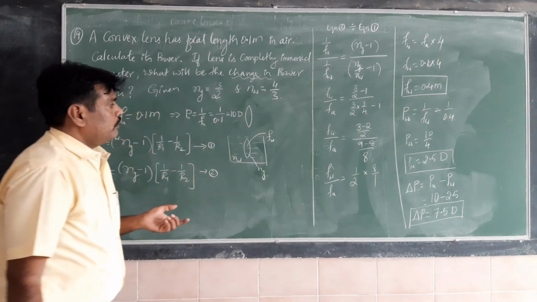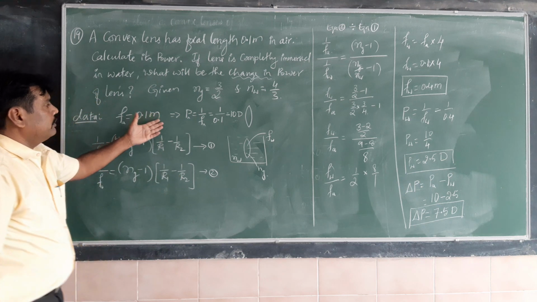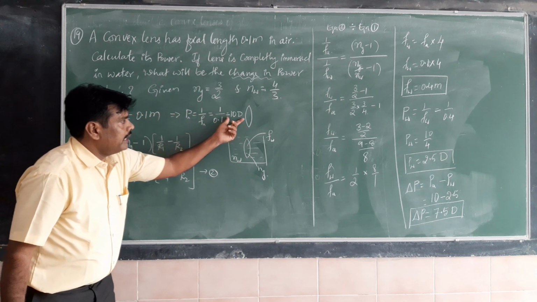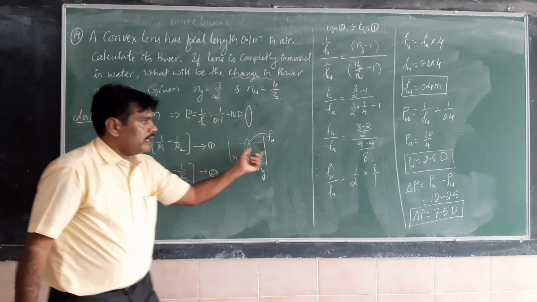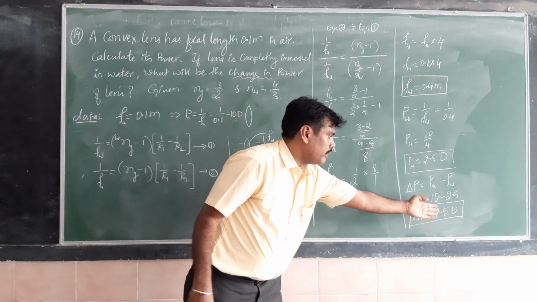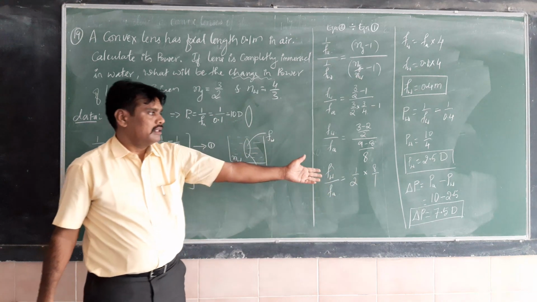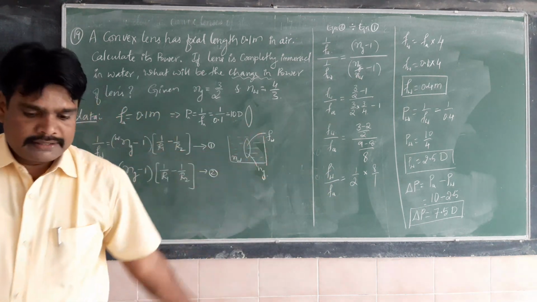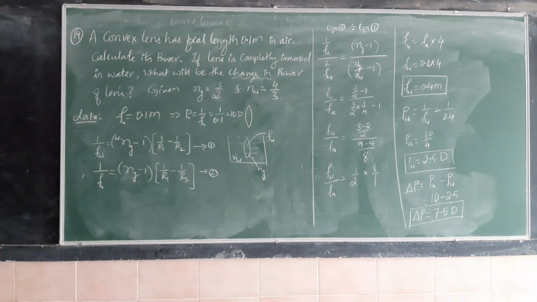So in this problem, we have calculated the change in power. In air it is 10 diopter. In water it is 2.5 diopter. Then how much is the change in power? It is 7.5 diopter. So I request all the students to copy this one. I will go to the next problem, that is problem number 20.